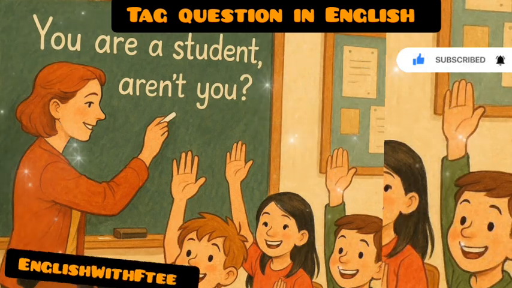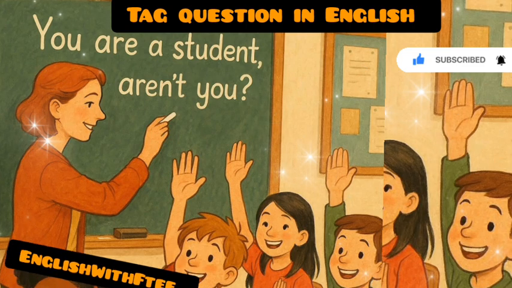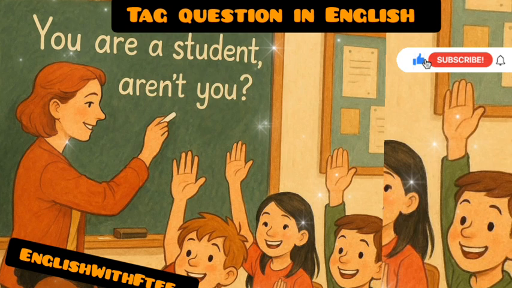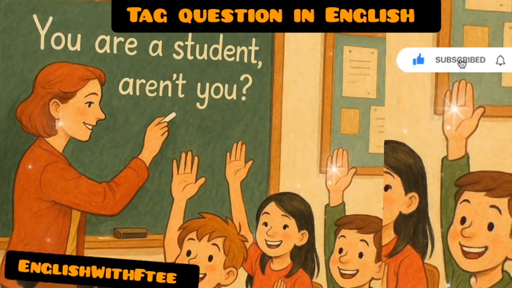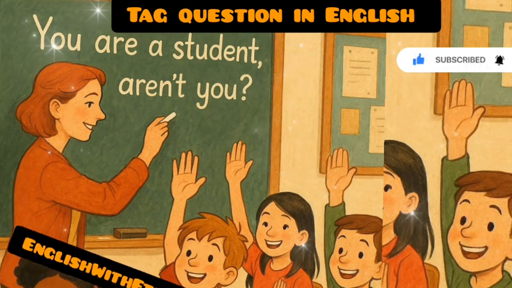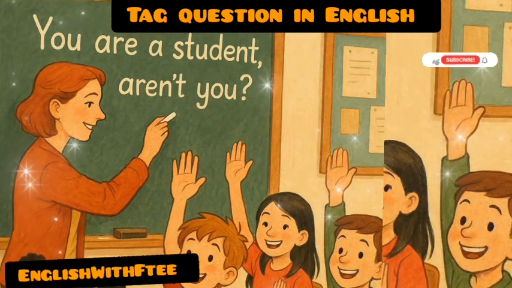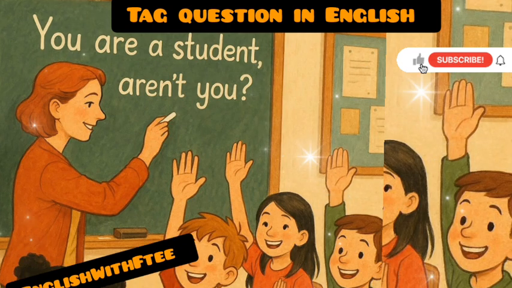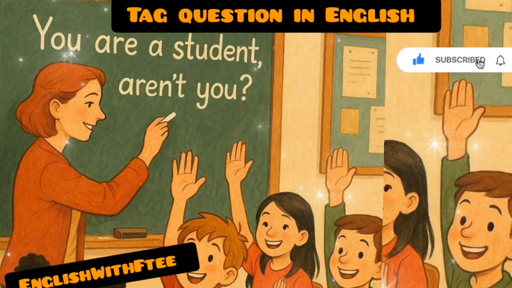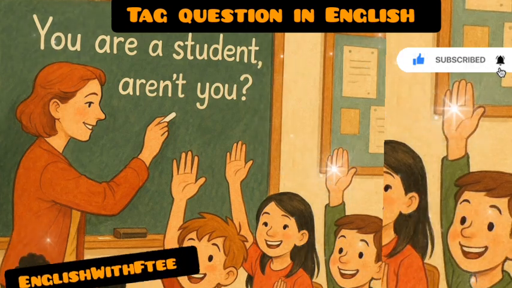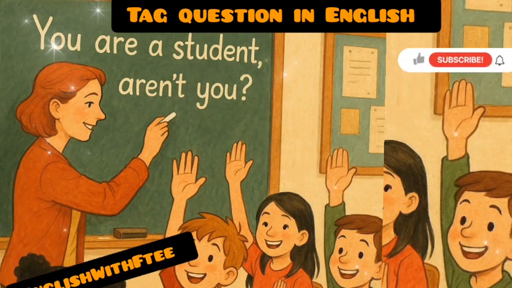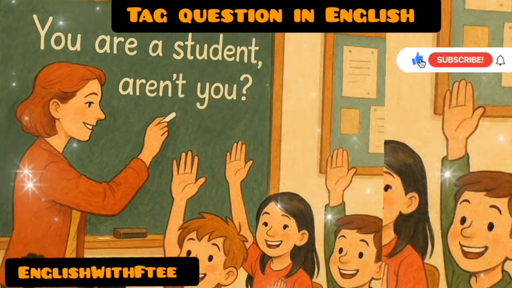Example number 3. You like ice cream, don't you? Looking at this sentence, you will notice that there is no auxiliary verb in the statement. Now, you have to do what I told you earlier. If there is no auxiliary verb in the statement, it means you will either use do, does, or did. In this statement, you is a plural subject. That is why do was used. You like ice cream, don't you?